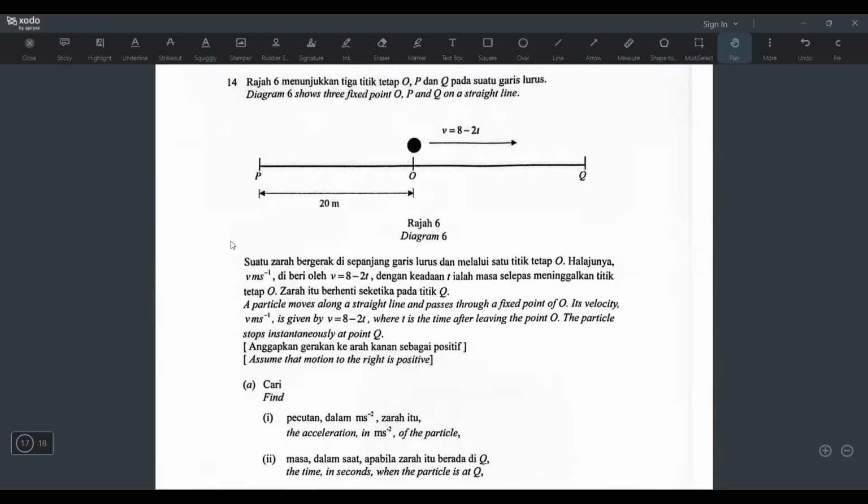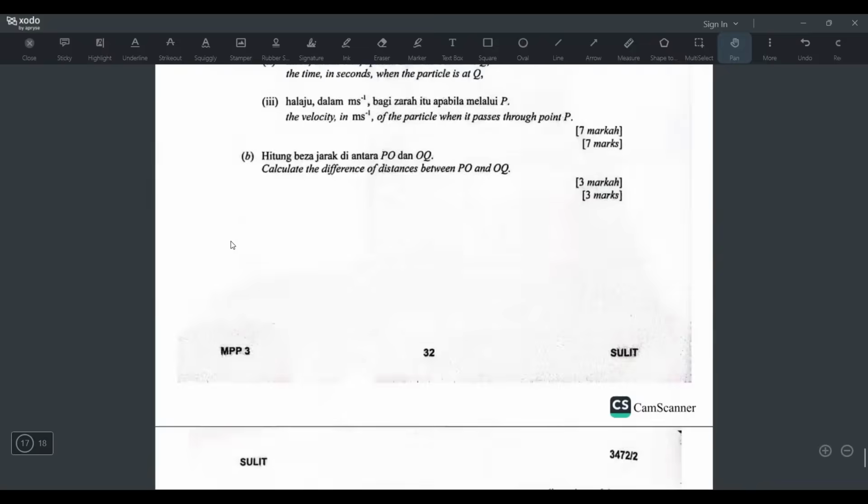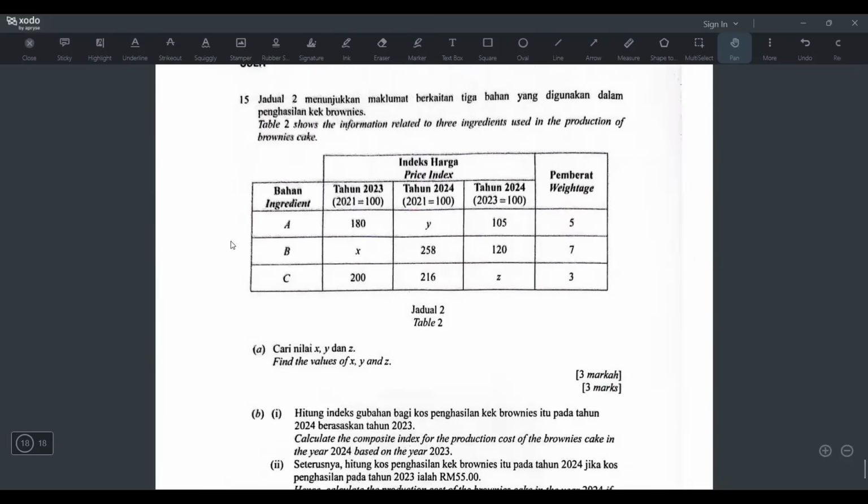Okay, 14 I won't do because this is kinematics, right? So we are at the last question now, 15. Let's go. This is from Form 4, Chapter 10, Index Numbers. Table 2 shows the information related to 3 ingredients used in the production of brownie cakes. So you need 3 ingredients to make the cake.